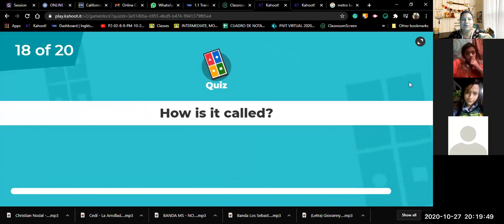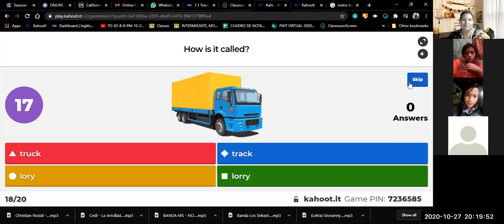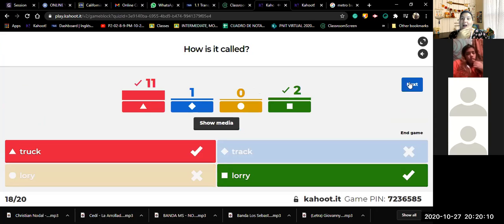Our next one is. Truck. Maybe. Truck. Camión. Remember yesterday we learned two words, a lorry or a truck. Para aquellos que escogieron ambas or just one, that's good, okay? It's a lorry or a truck. Lorry in the UK and truck in the US, United States, very good.